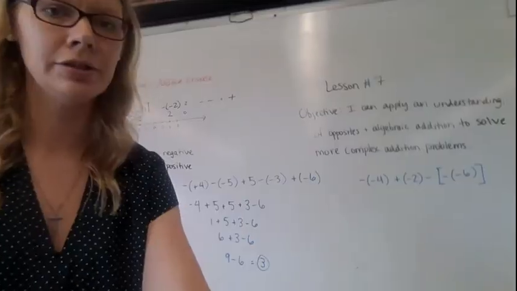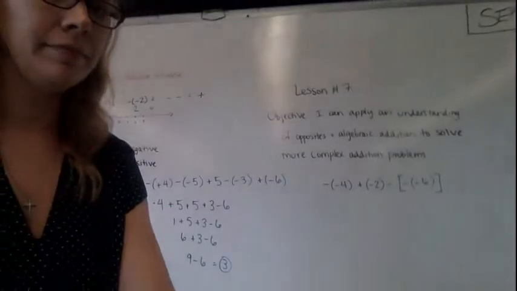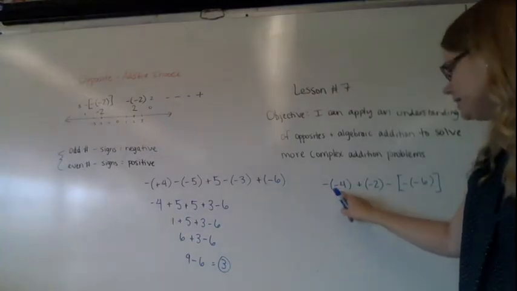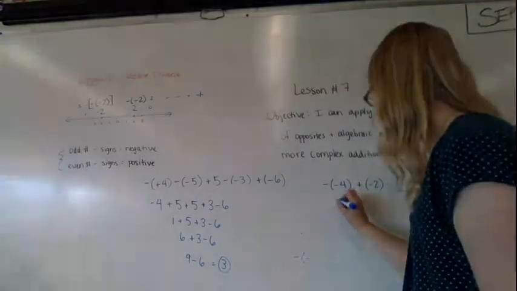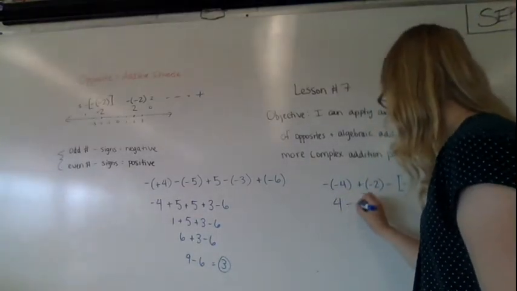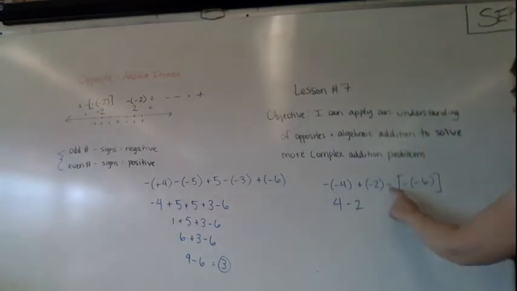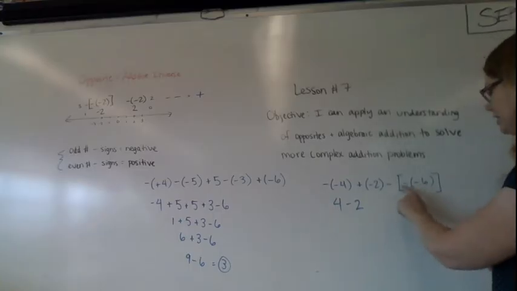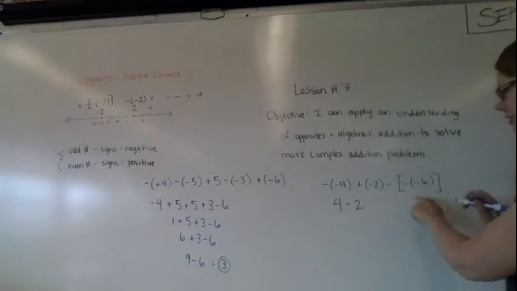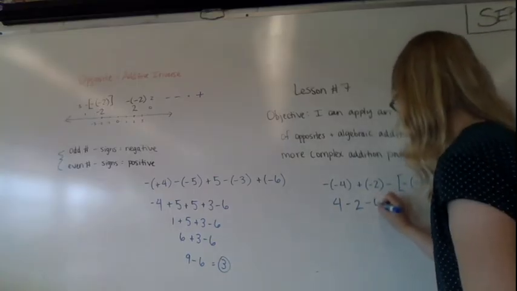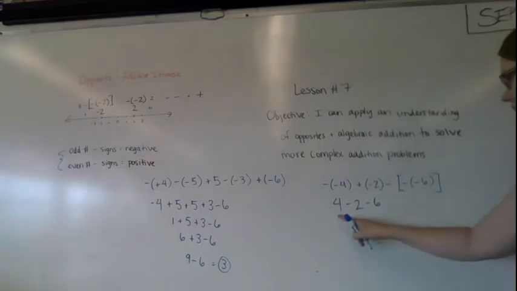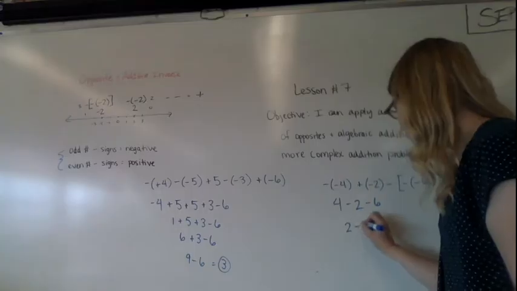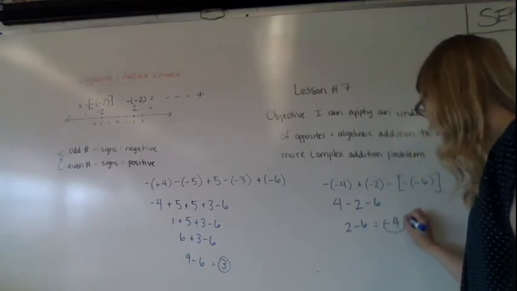This one over here, turn this a little bit. All right, we have minus negative 4, so that is equal to positive 4, plus negative 2, so that's minus 2, minus negative 6. All right, so that is going to be 3 negative signs, which is an odd number, which is negative. So that will be minus 6. Okay, so now moving from left to right, we've got 4 minus 2 is 2, and 2 minus 6, we get negative 4.